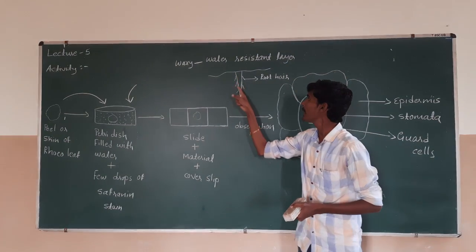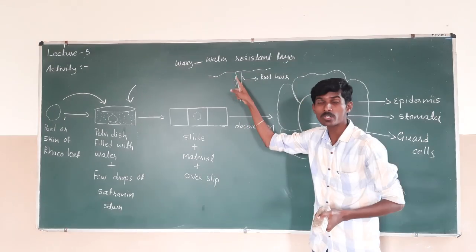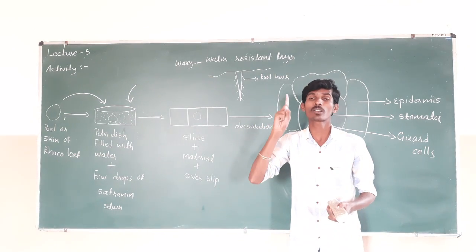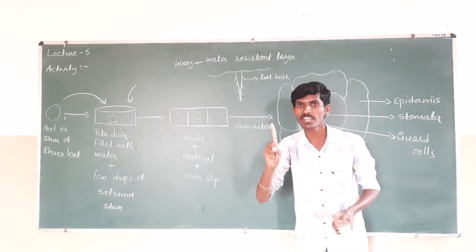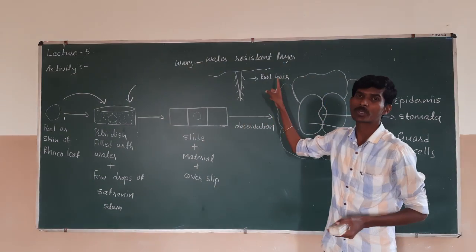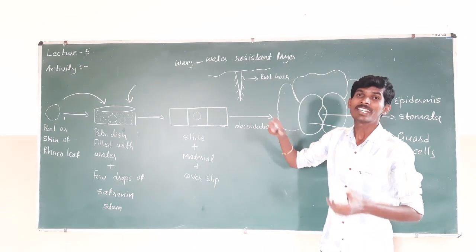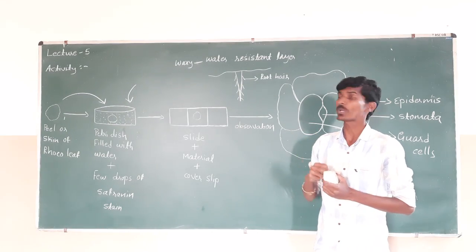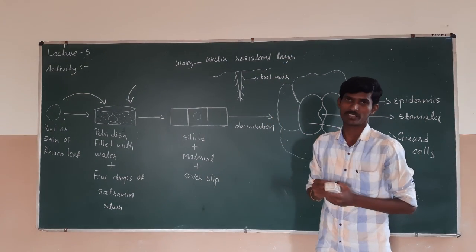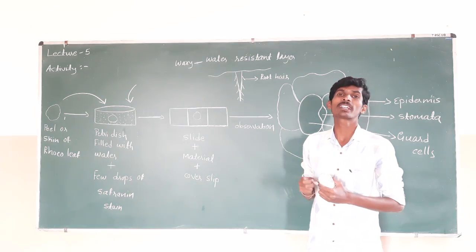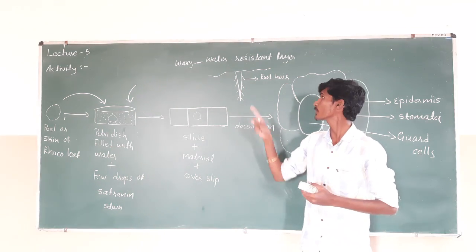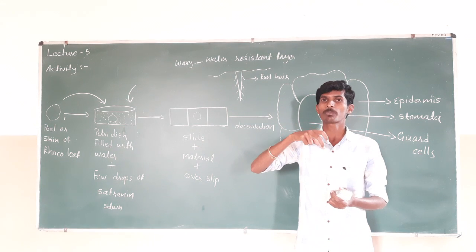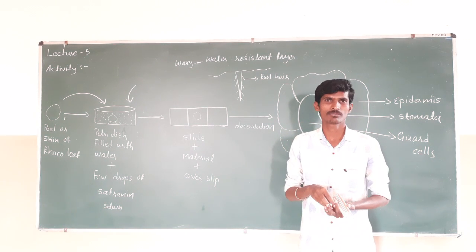Okay, the epidermis of the root has long, hair-like structures. This is called a root hair. This root hair increases the surface area for absorption. Okay, what is the function of the root hair? The absorption of minerals and water. The function of the root hair is the absorption of water and minerals.